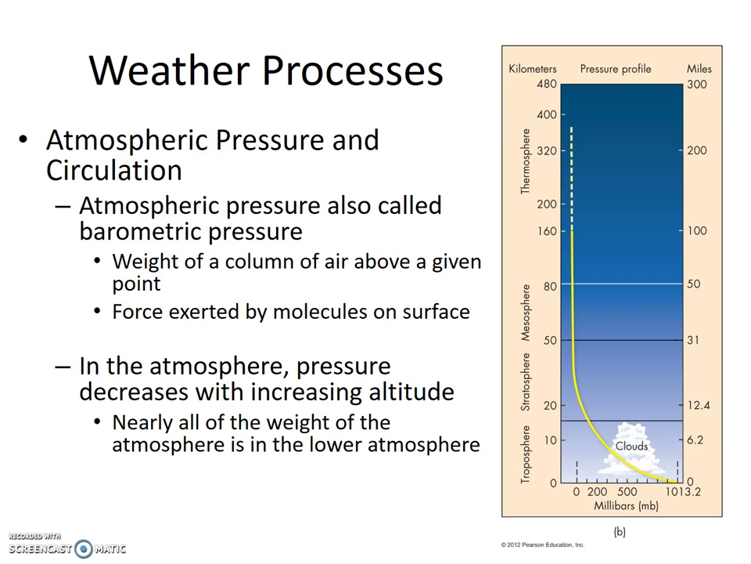Atmospheric pressure and circulation. Atmospheric pressure is also called barometric pressure, which is the weight of a column of air above a given point. Or another way to say it, it is the force exerted by molecules on the surface. In the atmosphere, pressure decreases with increasing altitude. This vertical change in pressure is due to the fact that nearly all of the weight of the atmosphere is in the lower atmosphere.